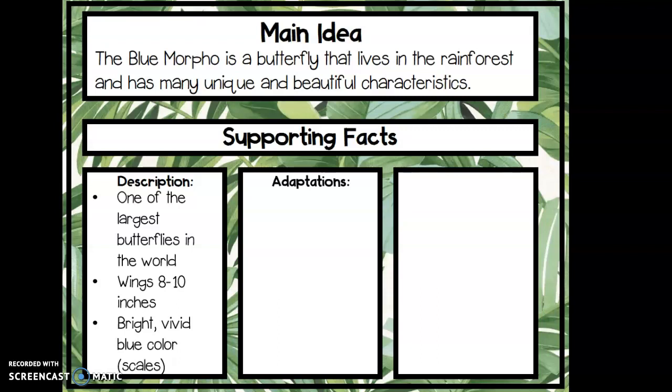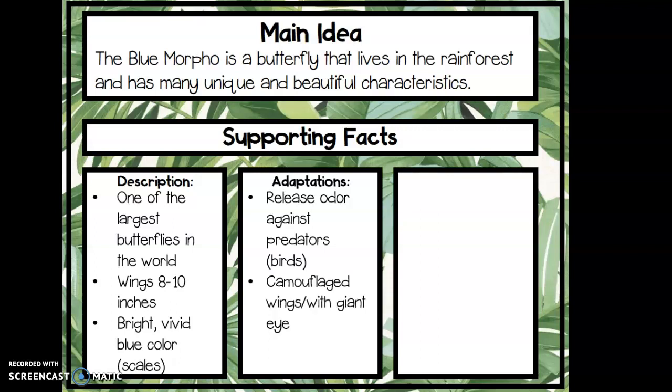I'm going to talk about the adaptations of the blue morpho butterfly. This is for my paragraph 3. Well, they release odor against their predators, which are birds, and they are camouflaged on their wings with giant eyes. Then in my last box over here on the right-hand side, I've put the topic of life cycle. That's what I'm going to focus on in paragraph 4.